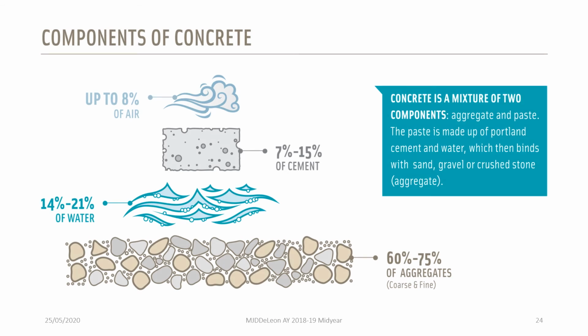So concrete is a composite. It's composed of cement and aggregates. You have your coarse and fine aggregates bound by water, and it has some porosity, meron siyang air.